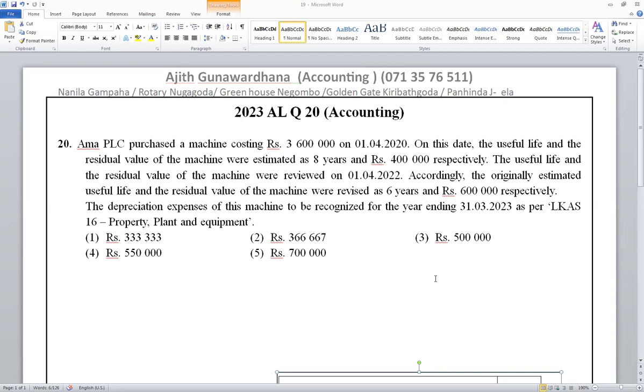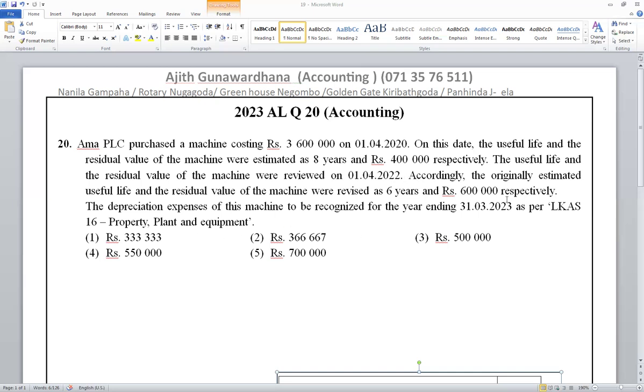by remaining useful lifetime. Based on LKAS 16, in this example an asset was purchased on 1st April 20 at a cost of 3.6 million, lifetime 8 years, and a residual value is also given. Note the purchase date is given as 1st April 20, but the lifetime and residual value change on 1st April 22. It means after 2 years, the estimate changes. The original estimated useful lifetime is 6 years, and the residual value is 600,000. After 2 years, the estimate changes.